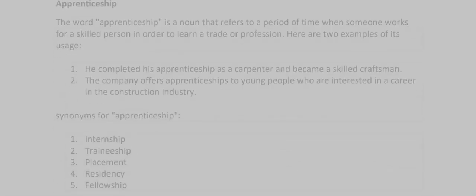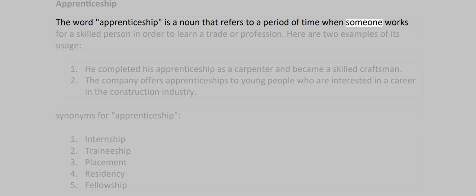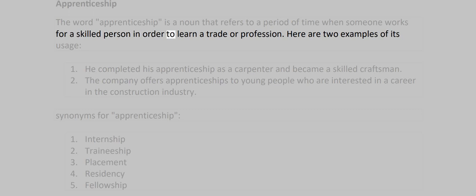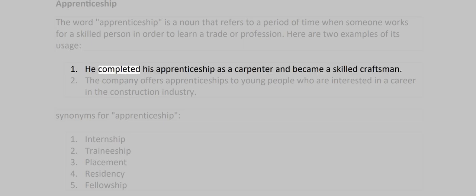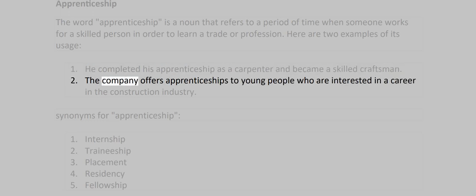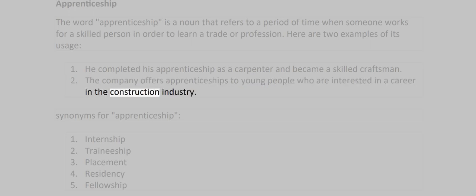Apprenticeship. The word apprenticeship is a noun that refers to a period of time when someone works for a skilled person in order to learn a trade or profession. Here are two examples of its usage. 1. He completed his apprenticeship as a carpenter and became a skilled craftsman. 2. The company offers apprenticeships to young people who are interested in a career in the construction industry.